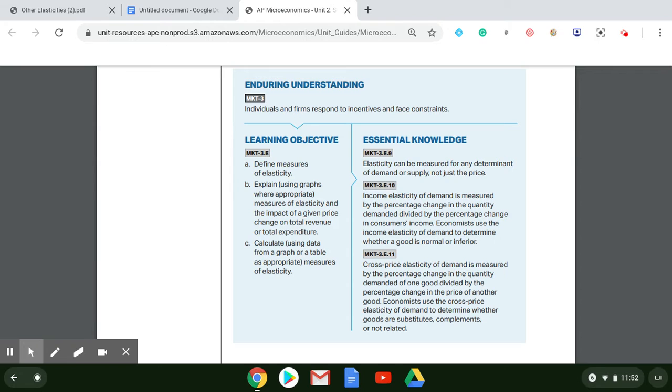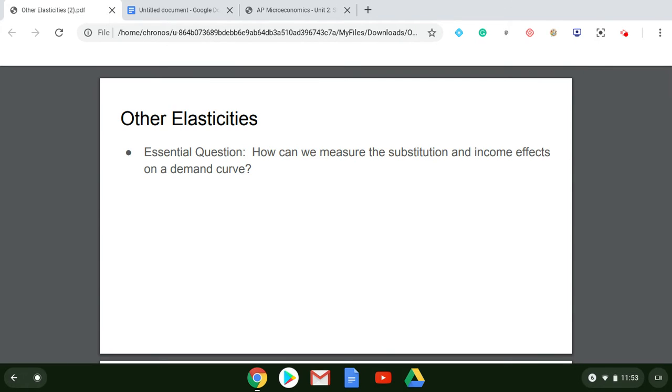But this time we're going to talk about what's called income elasticity and determining whether a good is normal or inferior, and cross price elasticity, which helps us understand if two goods are related to each other, whether they're substitutes, complements, or not related at all. All right, so let's jump right into this. Some slides here. I have an essential question here.